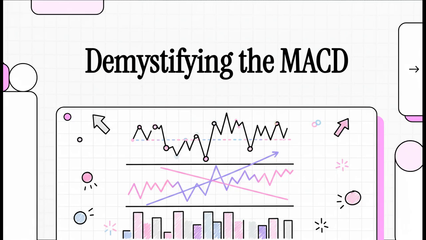All right, let's dive in. Today, we're talking about one of the most popular, most powerful tools in any trader's toolkit, the MACD. Now, that stands for Moving Average Convergence Divergence, but don't worry about the name. We're going to break down exactly how this thing helps you see what's really happening with a stock's momentum.